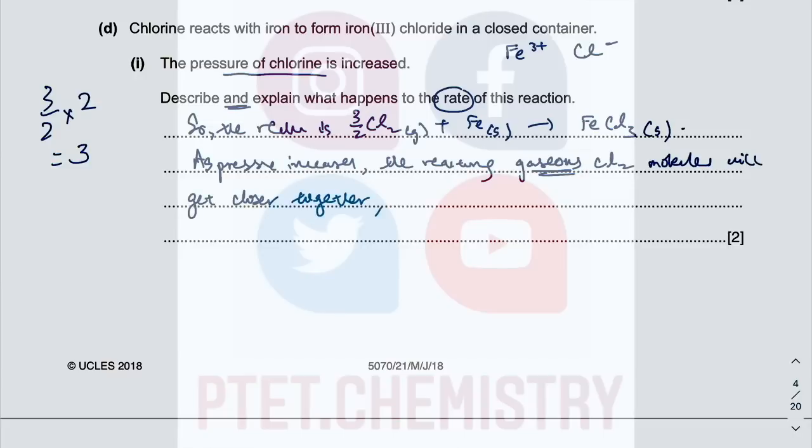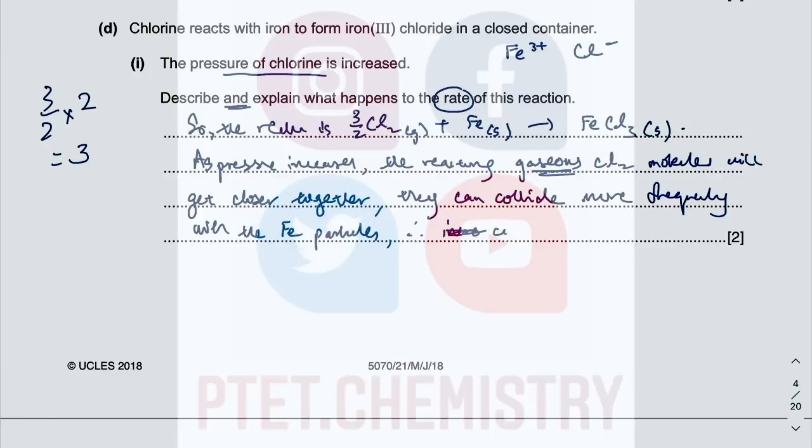When they get closer together, they can collide more frequently with the Fe particles, basically the other reactants. Therefore, collision frequency increases. We talk about collision frequency increase, therefore we get more successful collisions. Therefore, rate of reaction will increase.